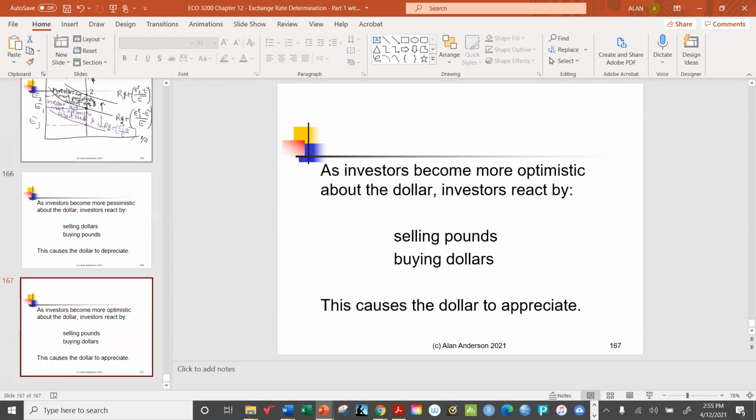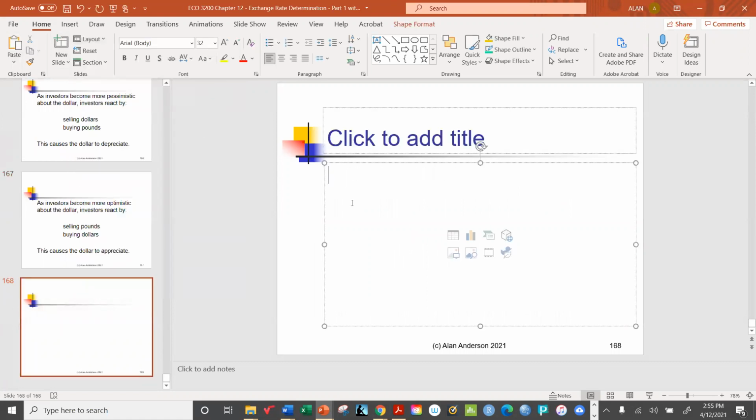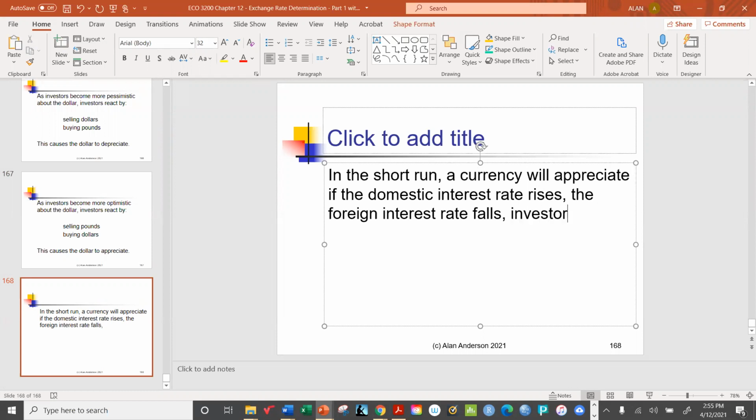But the conclusions that we draw from this, we could summarize this, I guess. The conclusion we draw from this is that in the short run, a currency will appreciate if the domestic interest rate rises, the foreign interest rate falls, or investors become more optimistic about the currency.